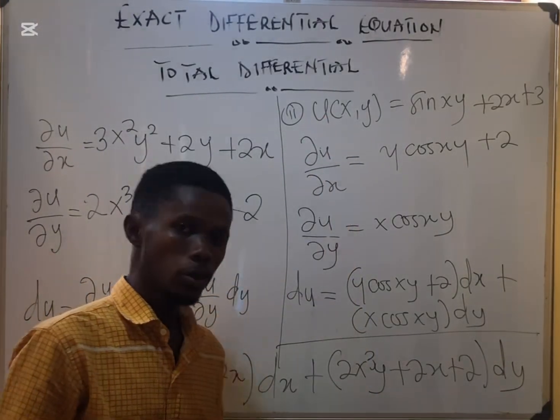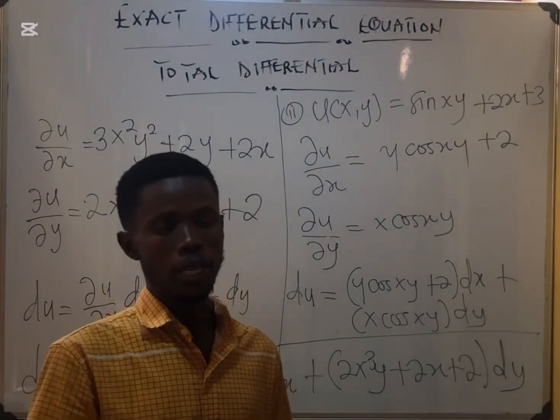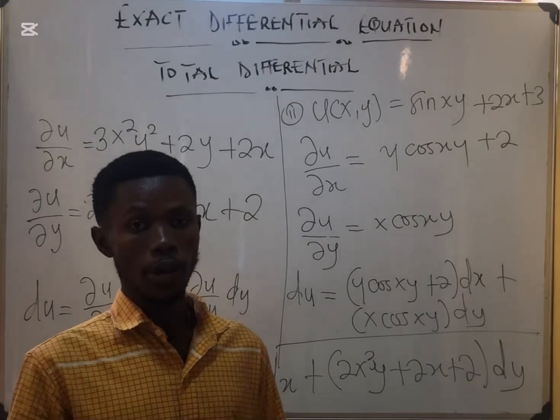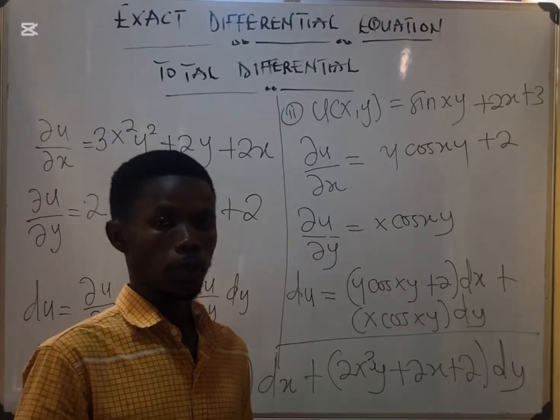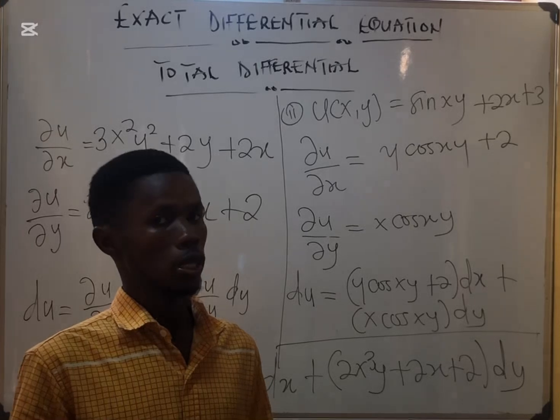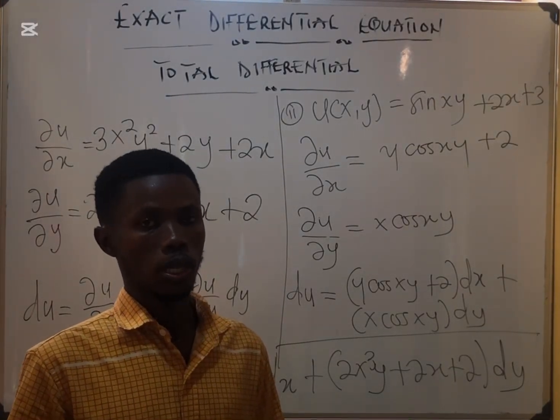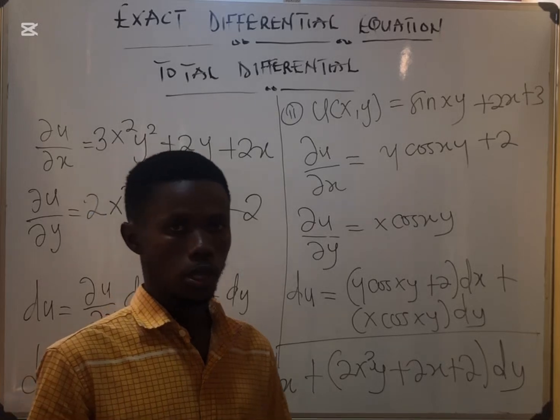So you see how we find the total derivative, and you see how the partial works. When you are taking the partial derivative with respect to x, then anything else becomes constant. With respect to y, anything else becomes what? Constant. Very good. Now let's proceed to the next one.